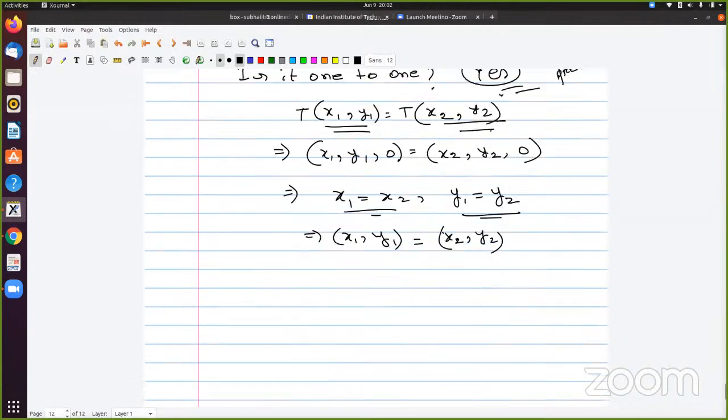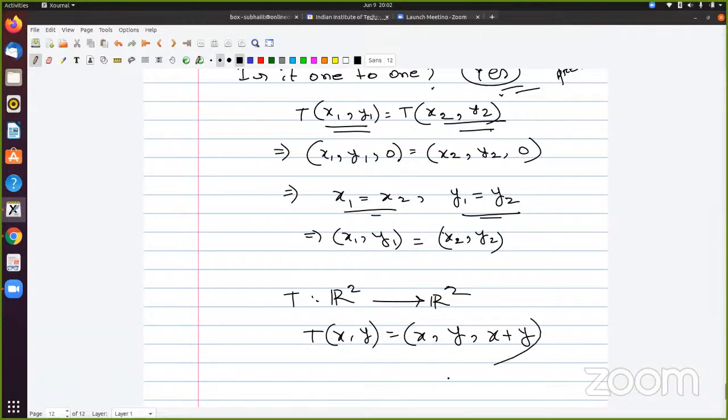Okay, sir. If it has to go from R2 to R3, then it should be a combination of x and y. I can define it like this. Sir, then in R3, if there is anything else, 0, then it is not 1 to 1. You tell me, is it 1 to 1? No, sir. It is 1 to 1. Not 1 to 1. Yes.